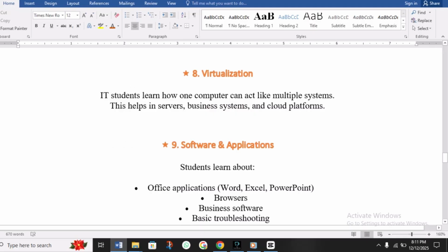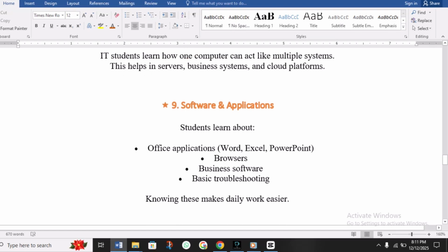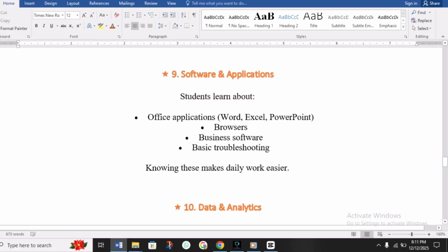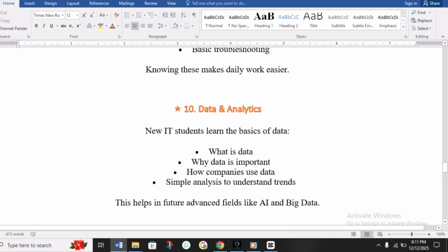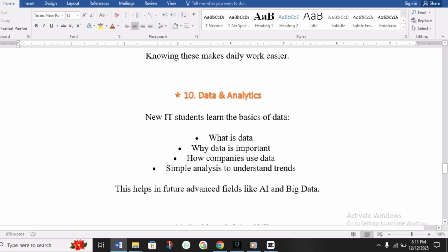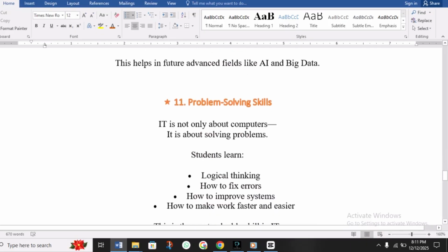Software and applications. Students learn about Office applications, Word, Excel, PowerPoint, business software, basic troubleshooting. Knowing these makes daily work easier. Data and analytics. New IT students learn the basics of data. What is data? Why is data important? How companies use data? Simple analysis to understand trends. This helps in future advanced fields like AI and big data.